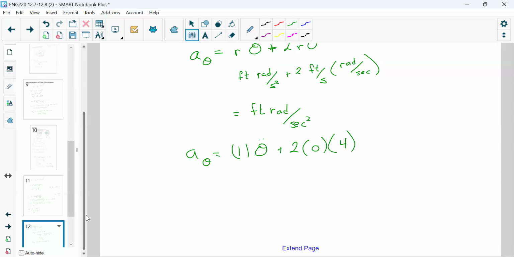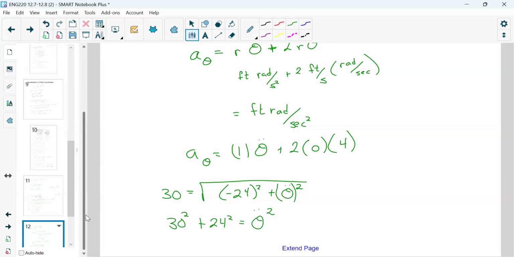So what do we end up with? We end up with 30 is then going to equal the square root of negative 24 squared plus theta double dot squared. That's because everything else went away. I'm gonna go ahead and square both sides. So we end up with 30 squared plus 24 squared equals theta double dot squared. Negative 24 squared.